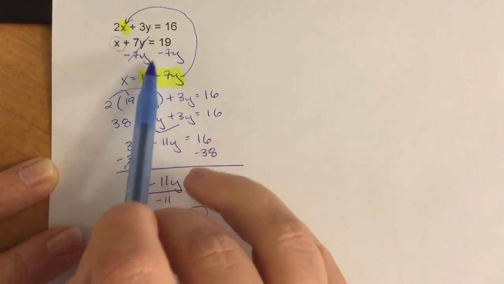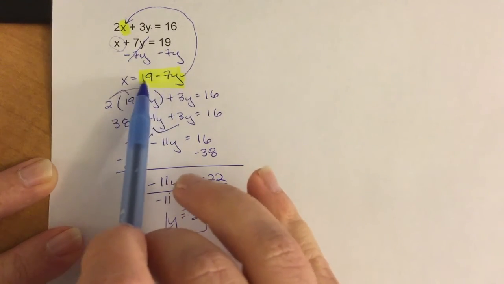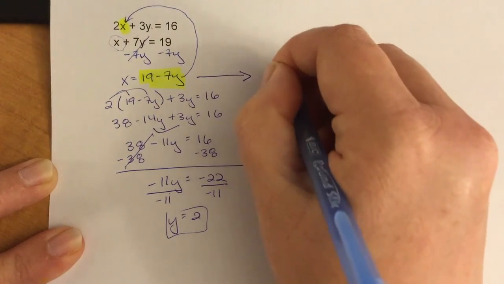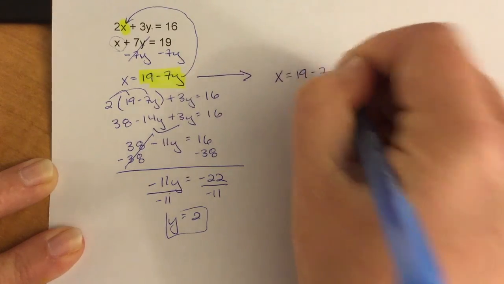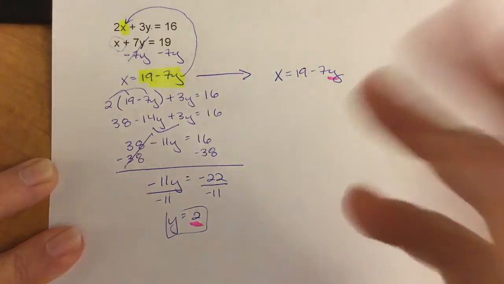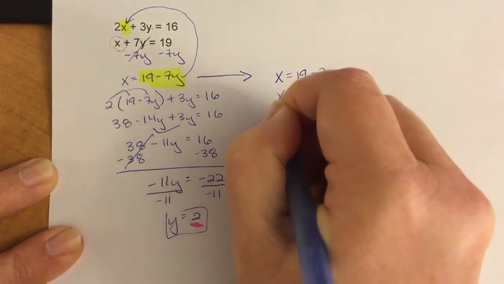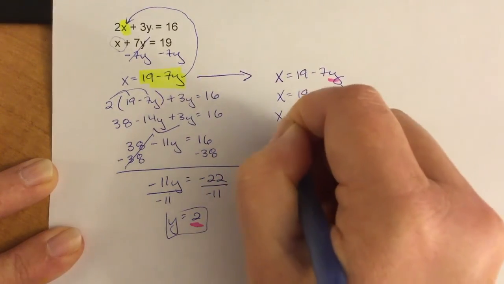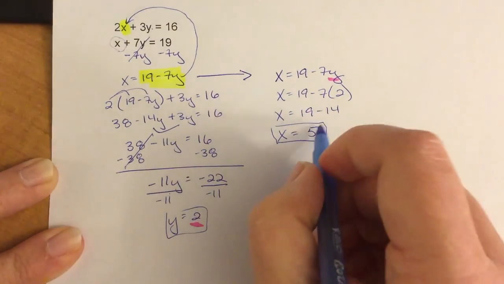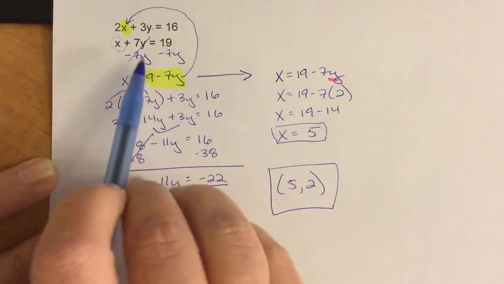So I can plug it into any of these equations, and I'll get the same answer, but I want the one that's easiest, which is this one. Because all I have to do is plug in y, and it'll tell me what x is. So I'm going to use this equation, x equals 19 minus 7y, and instead of y, I'm going to plug in 2. So we've got x equals 19 minus 7 times 2. X equals 19 minus 14, so x equals 5. And again, I need to write this as an ordered pair, so I write it x, y. So we've got 5, 2, and that's our answer to this system of equations.